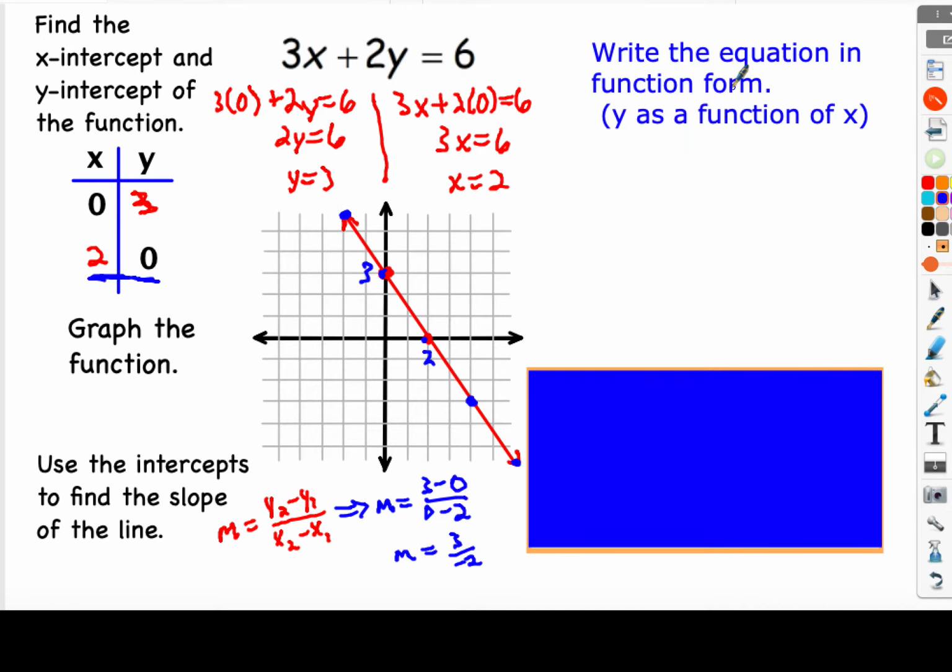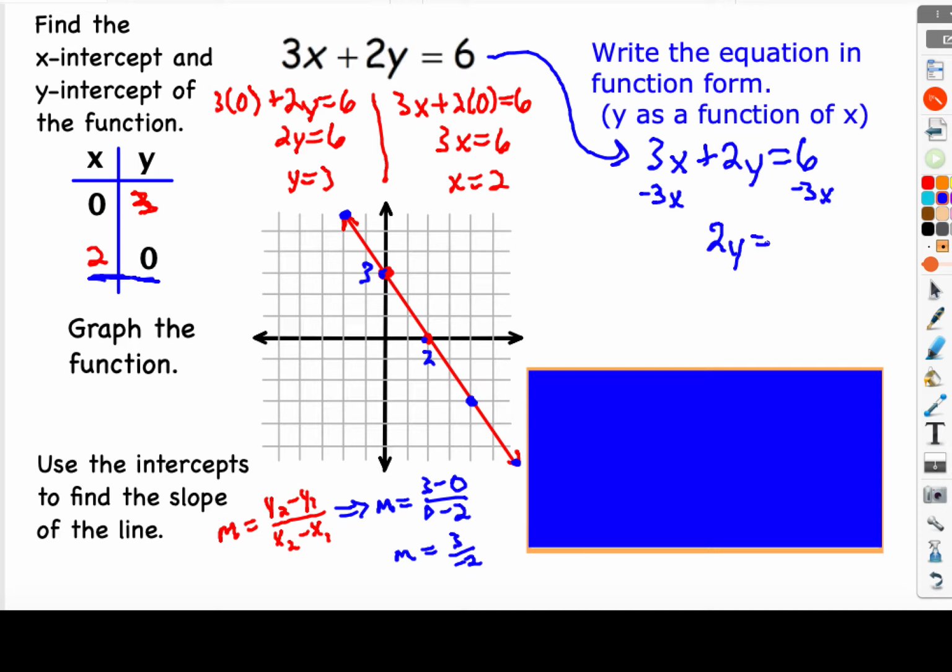Now, let's take one more extra step here. Let's take our equation and we'll write y as a function of x. Now remember, what that means is solve for y. So if I take 3x plus 2y equals 6, I'm going to solve for y. So the first thing I'm going to do is subtract that 3x. I want to get that off of the left side. 3x minus 3x disappears. We have 2y equals.